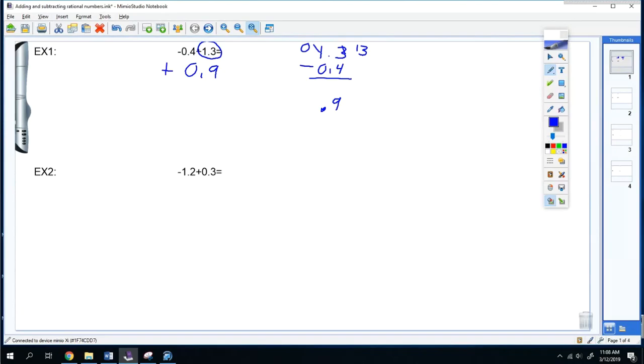So now you have negative 1.2 plus 0.3. So you still subtract. So you're going to do 1.2 minus 0.3. Borrow, 12. 9 again, 0.9. But this time it's going to be a negative because this is the greatest absolute value. So the answer would be a negative. All right, let's try again.